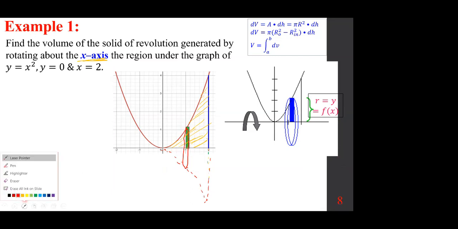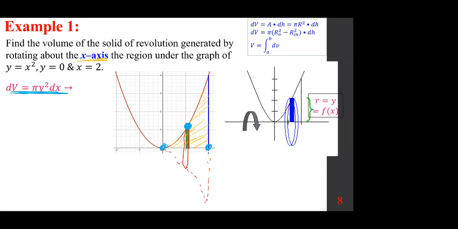So class, this point has coordinates x and y, and r is the y coordinate of this point. So dV is pi y squared dx. This is an increment of volume. If we can get this, the rest goes extremely fast, because we want to integrate dV from a to b, and we're going to go from here to here, which means 0 to 2.